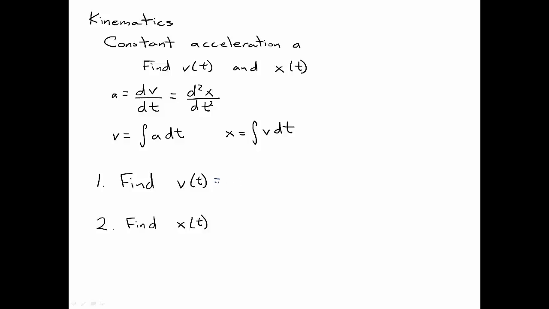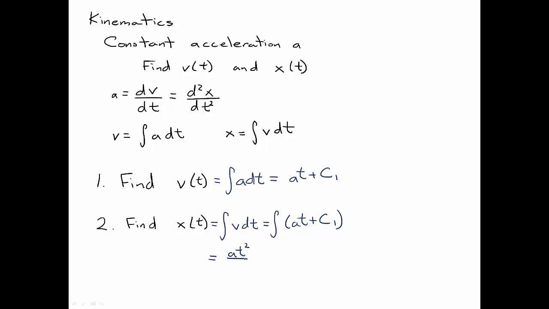So velocity is the integral of acceleration with respect to time. So we just get a times time plus an integration constant. Now, to get position, we integrate velocity. So when we integrate that, we get a t squared over 2 plus c1 times t plus another integration constant, c2.